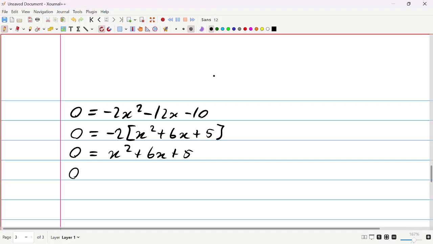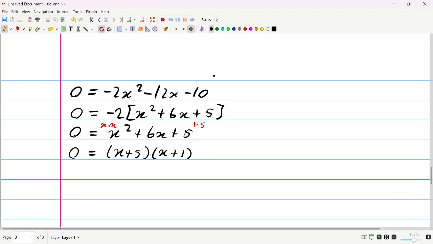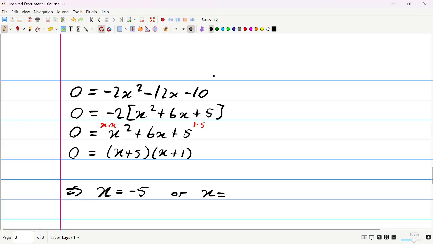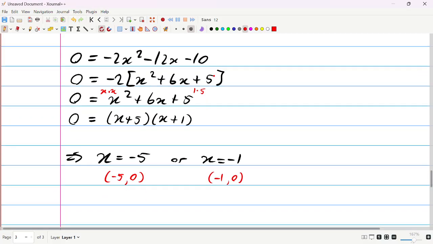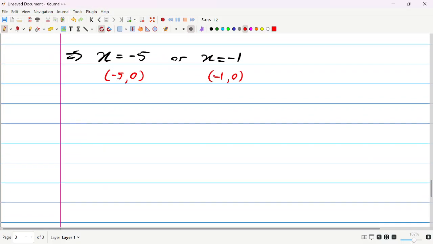And then from here we can factorize. We can say that x squared is broken up into x and x. 5 is broken up into 1 and 5 because it's a prime number. And then from here we can only get a combination of positives. So it's x plus 5 times x plus 1. So this implies that x is equal to -5 or x is equal to -1, where our intercepts are going to be at -5, our y is going to be 0, and at -1, our y is going to be 0. Okay, now we can sketch this function.